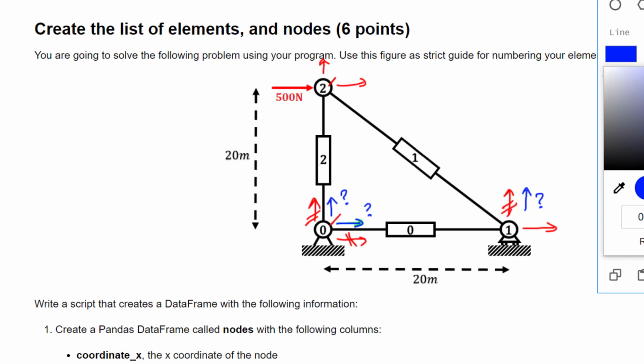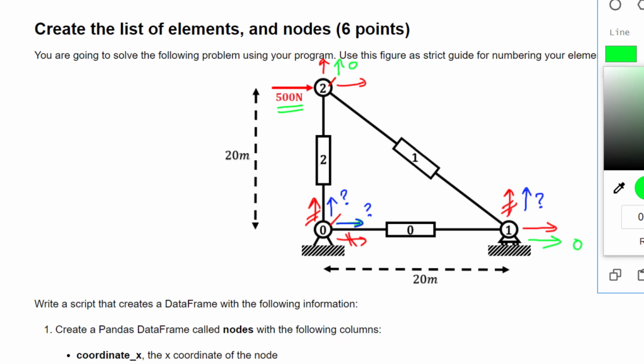So how about the other parts? The force applied here is 0. There's no force applied here in the x-axis. There is a force applied in the x-axis for node 2, but in the y direction there is no force applied. Okay, so that's pretty much it. This kind of defines the problem.